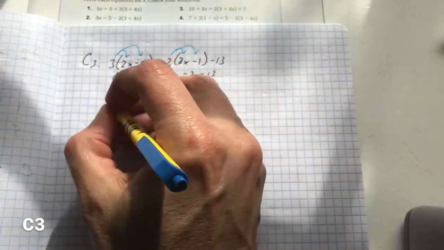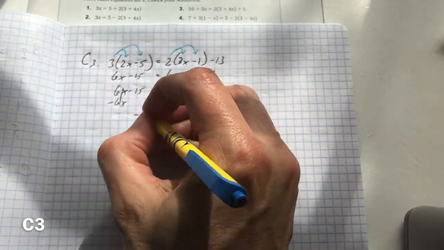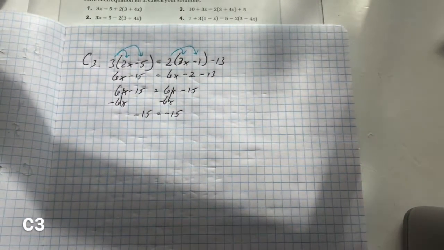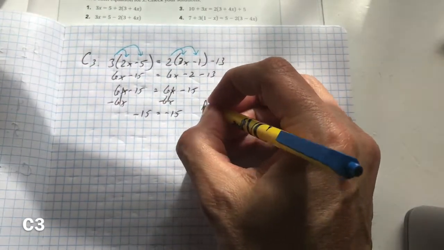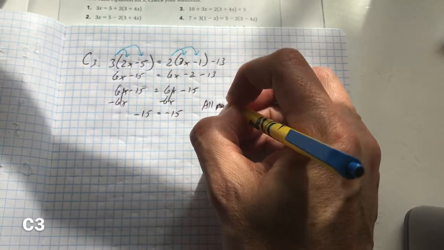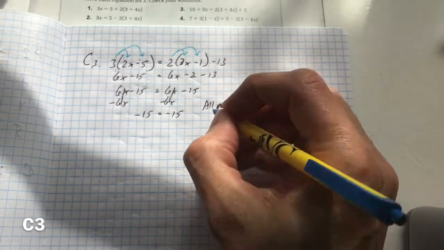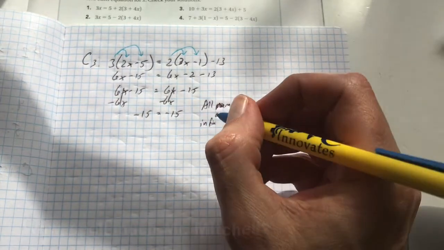So in this case, minus 6 and minus 6 cancel. I've got a negative 15 equals negative 15. Now it becomes a true statement. So this is all numbers, or infinitely many. That's how that would work.